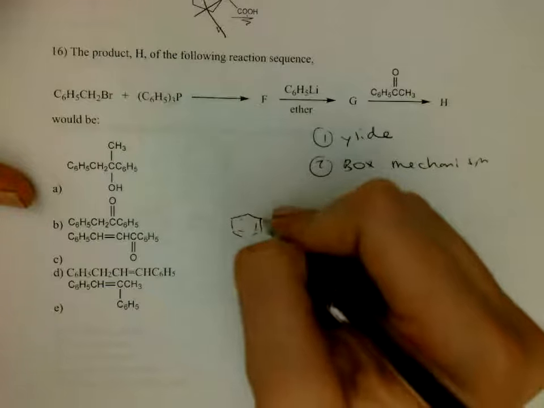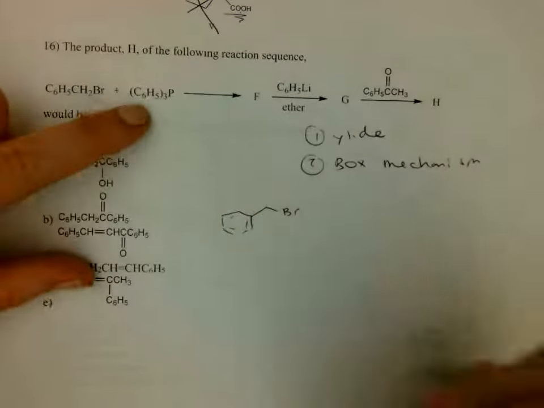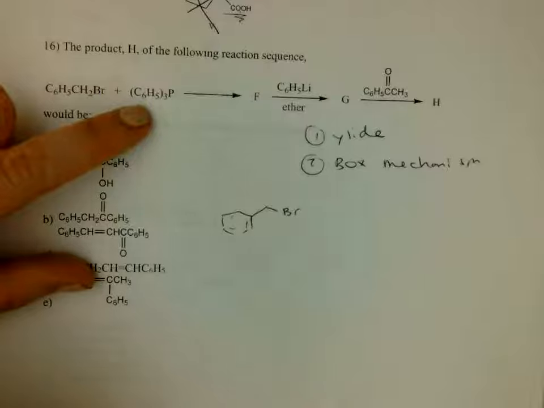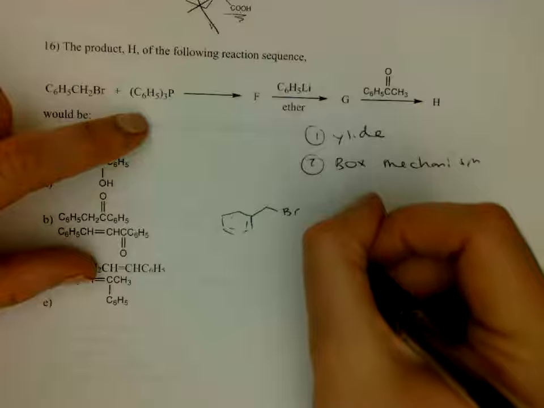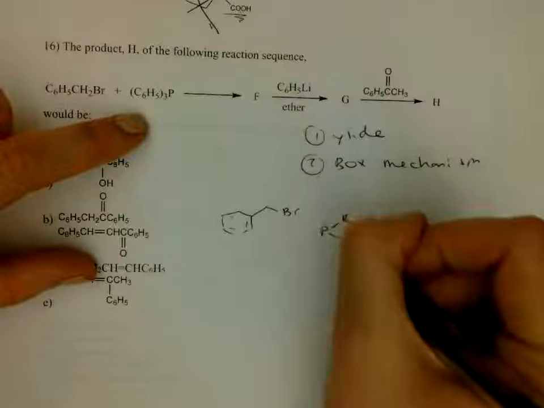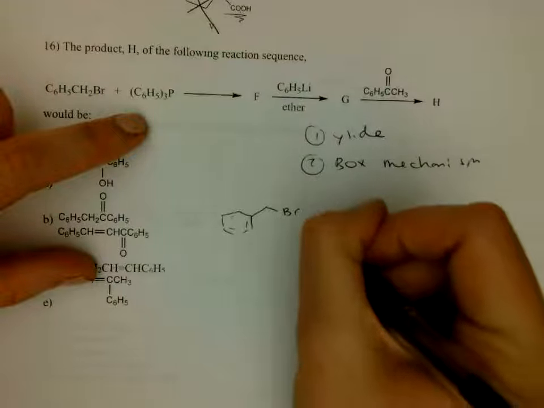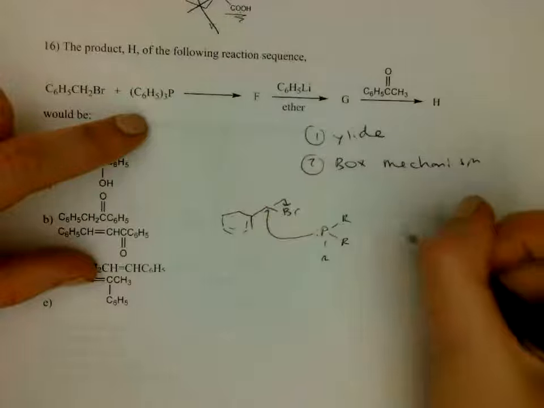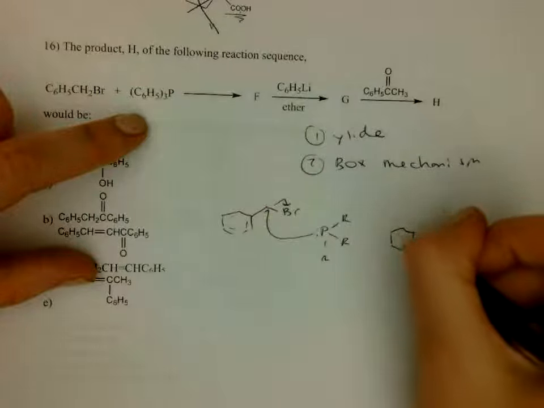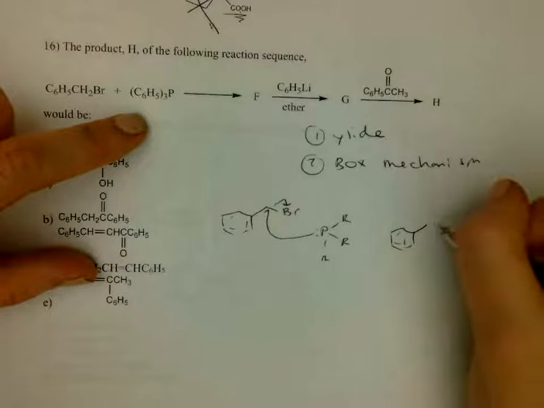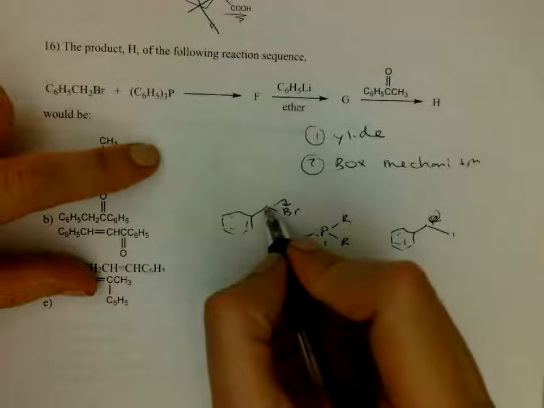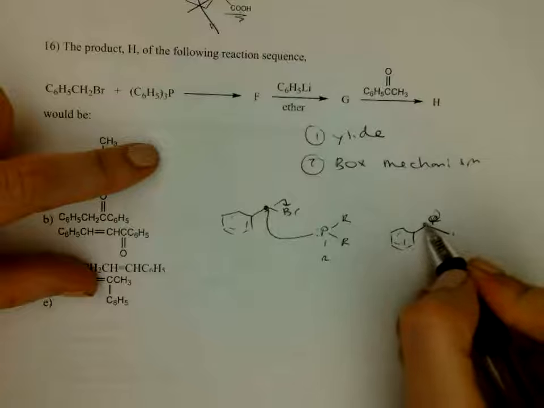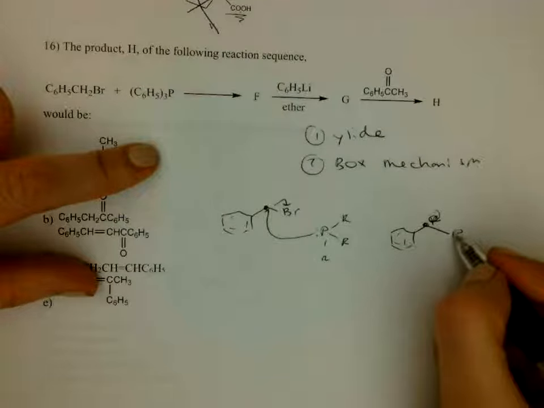C6, CH2Br with this phosphorus thing is going to react. The phosphorus has an extra lone pair, so it's going to attack and kick this out, just like you've seen before in a substitution reaction. So then you end up with this phosphorus. Oh, wait. It's right here. So this is your carbon. This is your carbon, and the phosphorus takes the place of bromine.